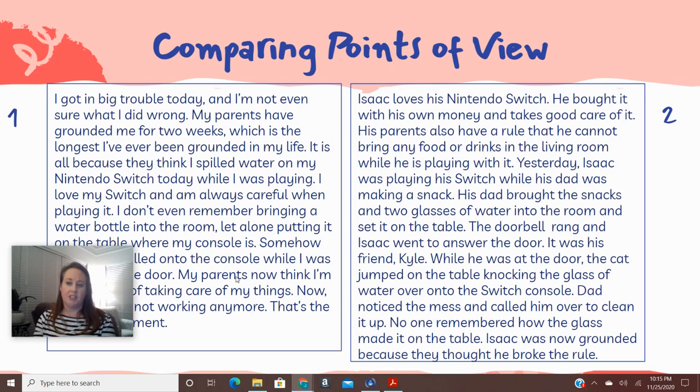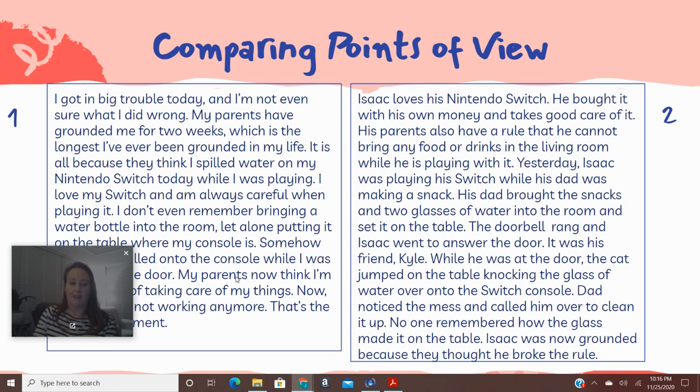Isaac loves his Nintendo Switch. He bought it with his own money and takes good care of it. His parents also have a rule that he cannot bring any food or drinks in the living room while he is playing with it. Yesterday, Isaac was playing his Switch while his dad was making a snack. His dad brought the snacks and 2 glasses of water into the room and set it on the table. The doorbell rang and Isaac went to answer the door. It was his friend Kyle. While he was at the door, the cat jumped on the table, knocking the glass of water over onto the Switch console. Dad noticed the mess and called him over to clean it up. No one remembered how the glass made it on the table. Isaac was now grounded because they thought he broke the rule.